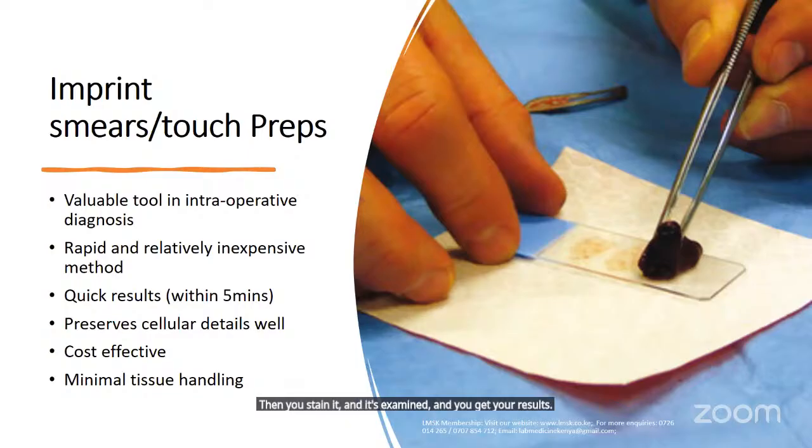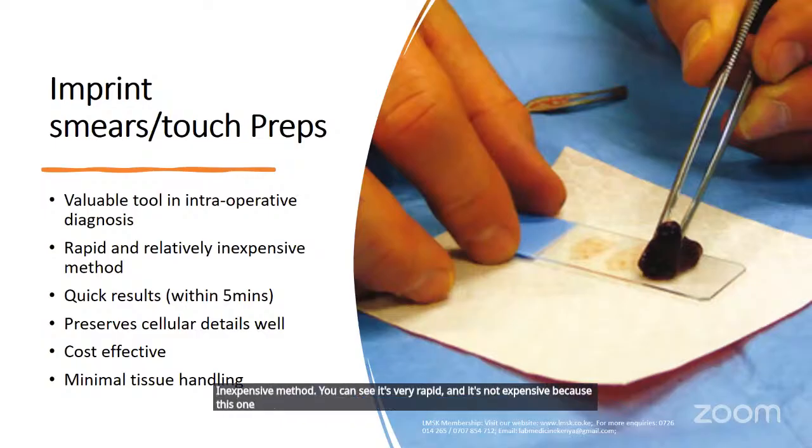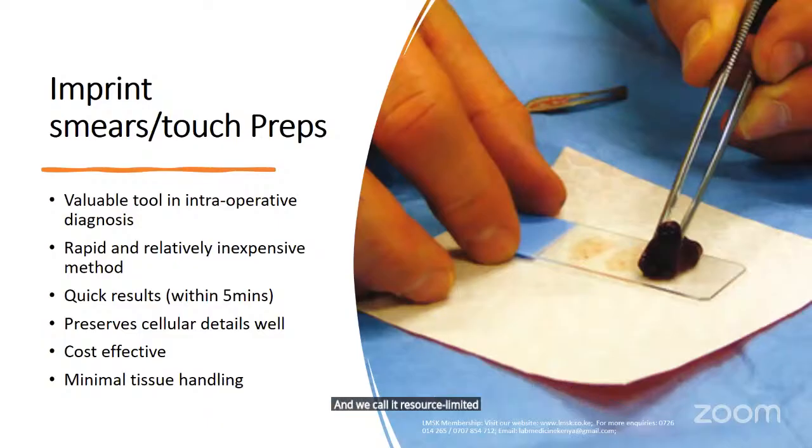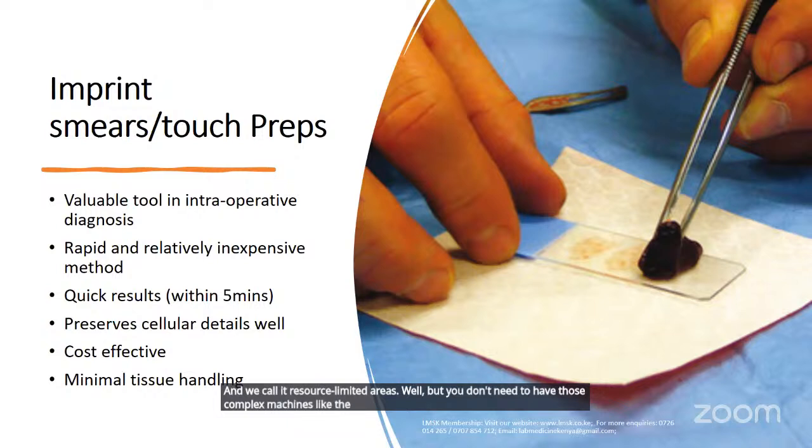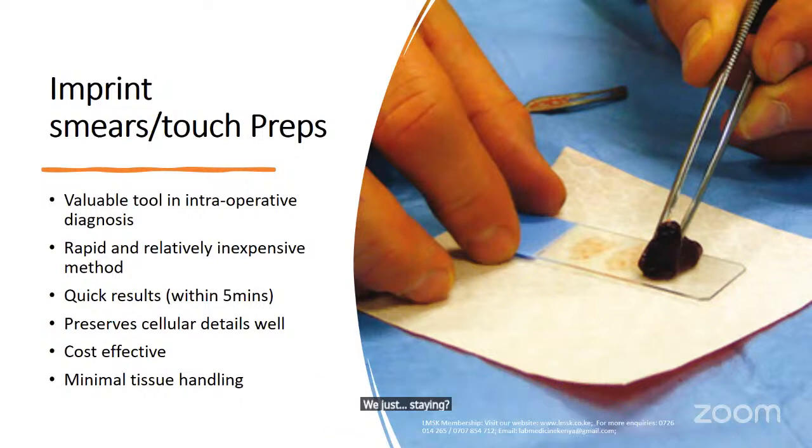So imprint smears are a valuable tool in intraoperative diagnosis because it's a rapid and relatively inexpensive method. You can see it's very rapid and it's not expensive because this can even be done in what we call resource limited areas, whereby you don't need complex machines like the cryostat. So long as you have the stains and you have a pathologist, they'll be able to stain and then examine.